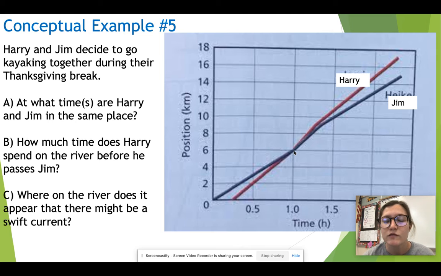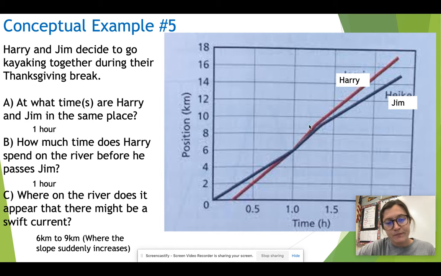The swifter the current, the faster the speed. So we're looking for the portion of the graph where there is a steep slope. The steepest slope is going to occur somewhere between 1 and 1.5 hours. I would say that time interval is between 1 and 1.25 if we estimate based on this scale. So between 1 and 1.25 hours, or from 6 to 8 meters, is where the current gets really swift, meaning the slope is steepest.